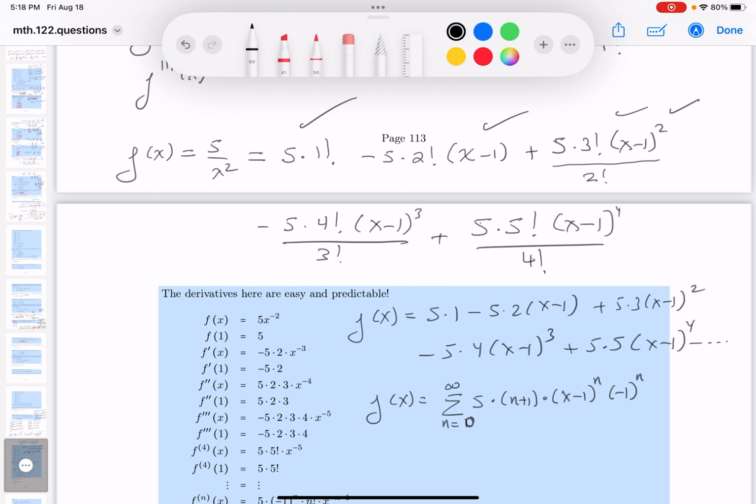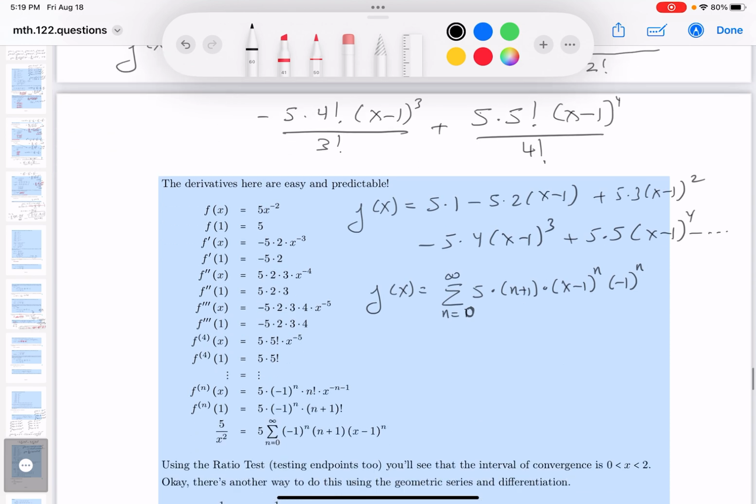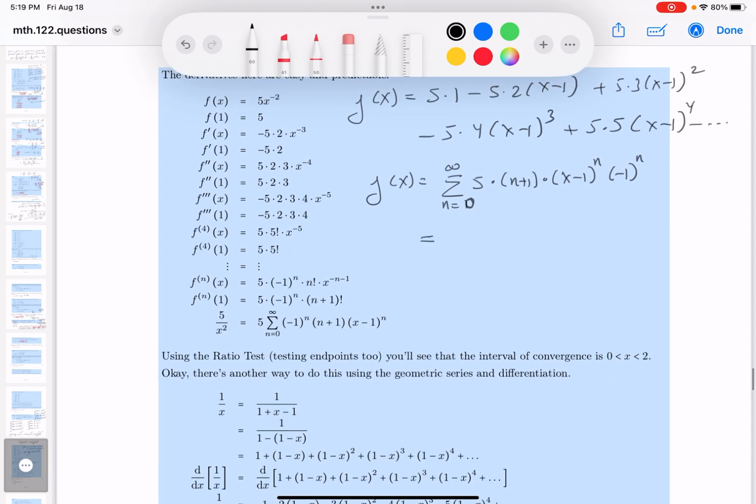I'm going to look at the key, but I need to clean it up a little bit. I definitely see the minus 1 to the n power as being alternating between positive and minus. I see the x minus 1 if n is starting at 0. I do see that. And I see the 5, and then I see n plus 1. Yeah, I think I did okay. Let me write this down for you. And this is going to equal, I'm going to put the 5 on the outside, the sum from n equals 0 to infinity, minus 1 to the n plus 1, x minus 1 to the n.